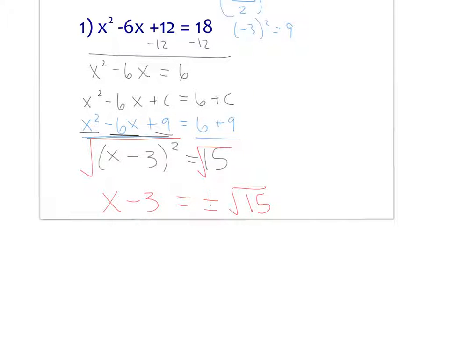Now, why do I have plus or minus? Again, because we know that we could have a positive answer and a negative answer, because two negatives multiplied together equal a positive, so that's why we have two answers. And so my answer here in radical form, well, I'm almost completed with this problem. I have to isolate x, so I would add 3 to both sides. So x equals 3 plus or minus square root 15. That would be in radical form.